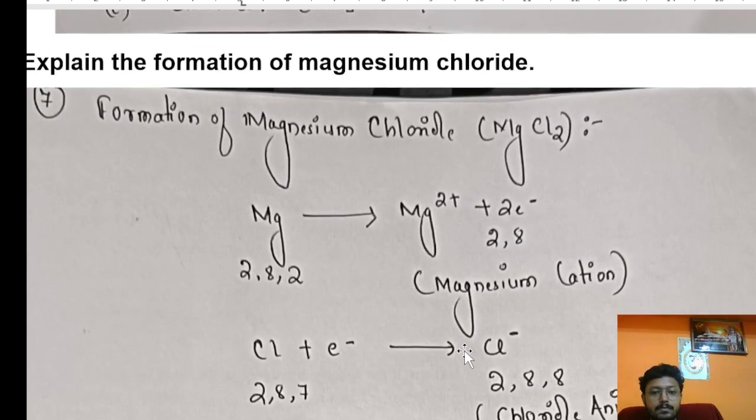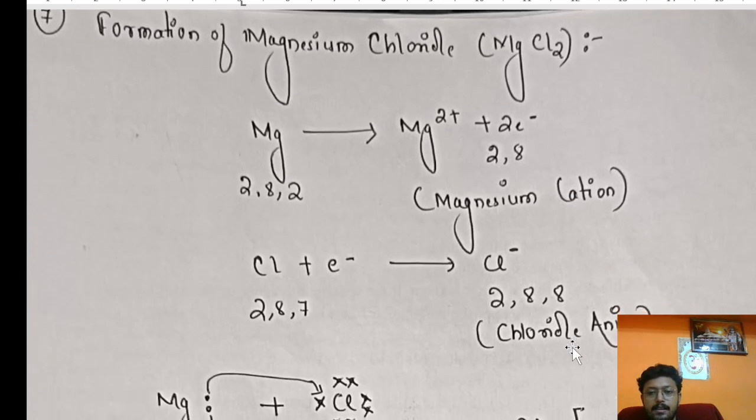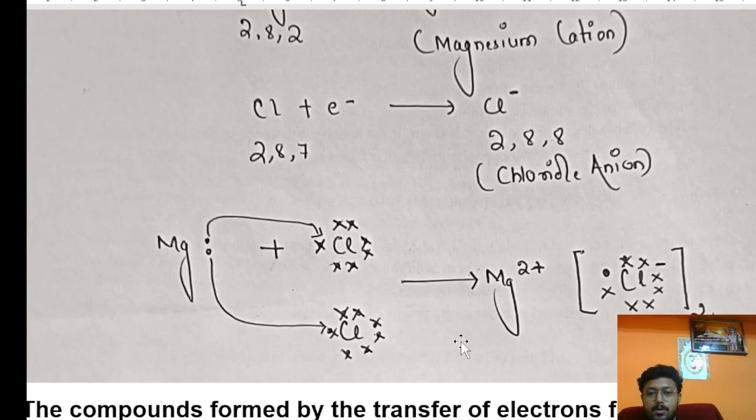Got it? Now chlorine. Chlorine is a non-metal, so it gains an electron. Those elements gain an electron to develop a negative charge. Okay? So chlorine atomic number is 17.